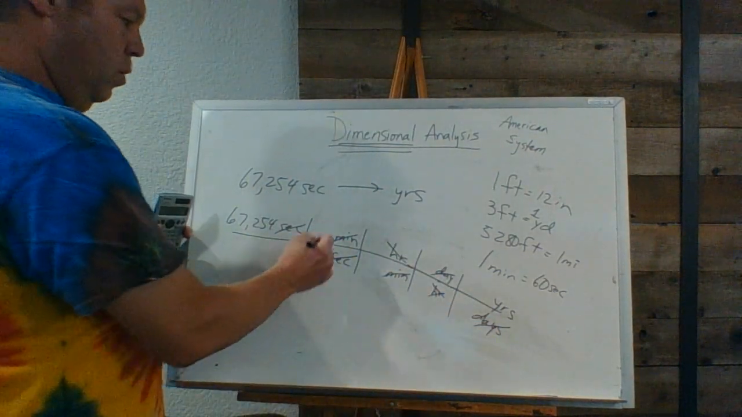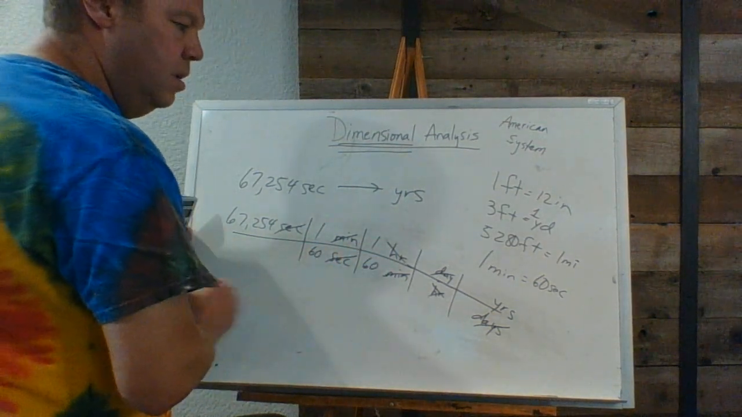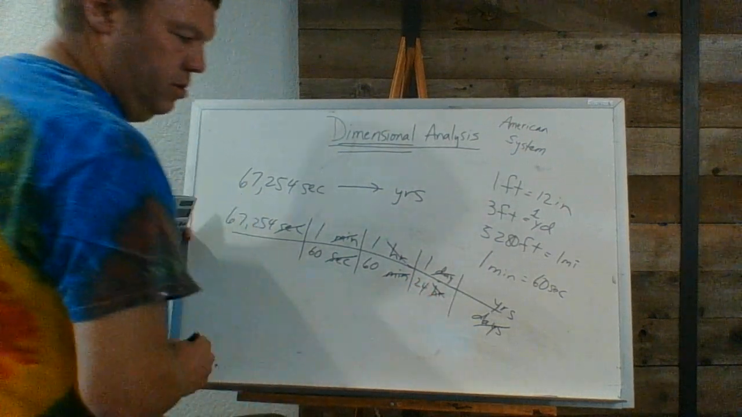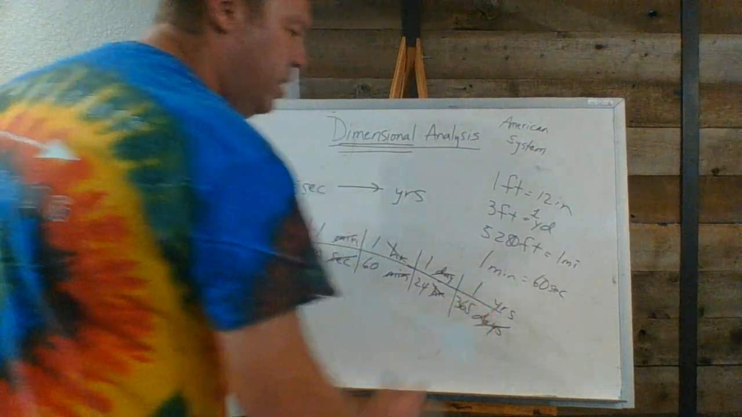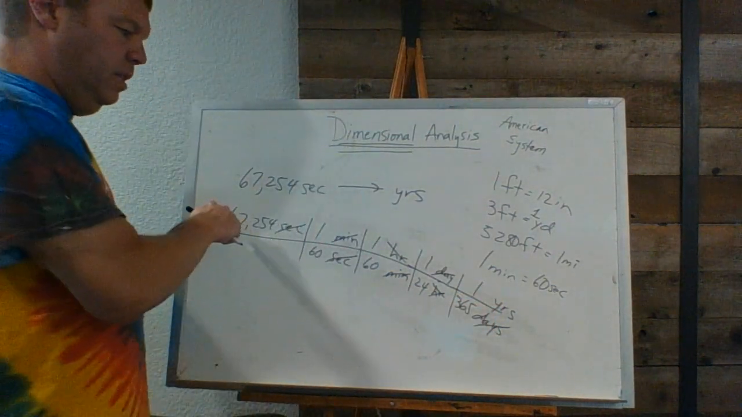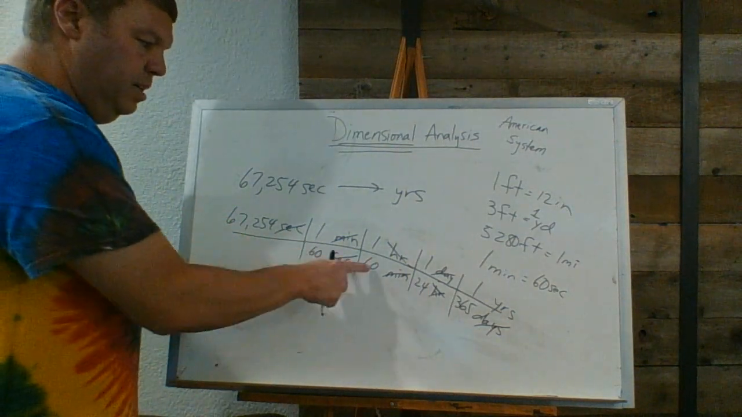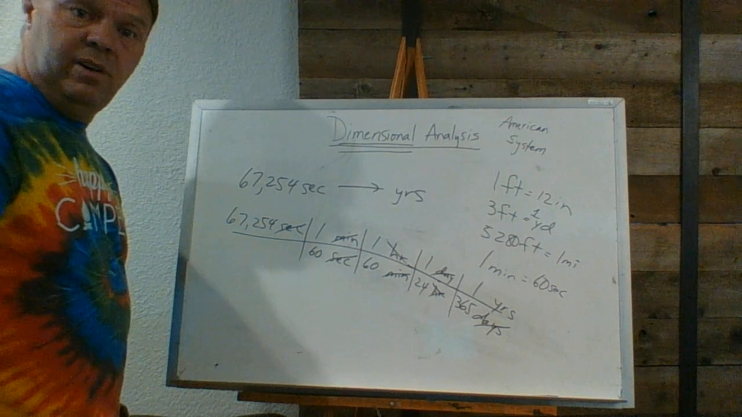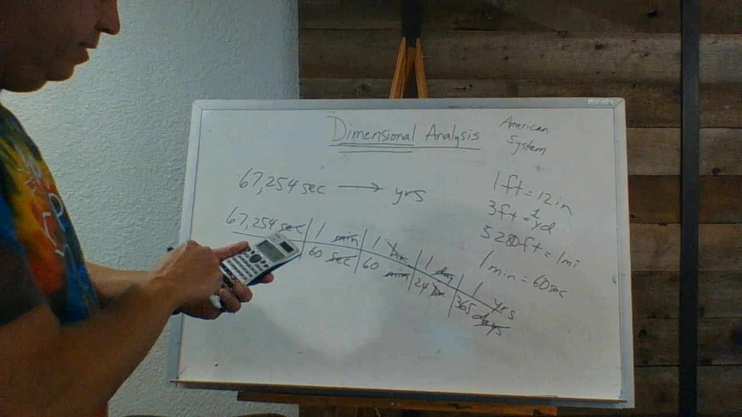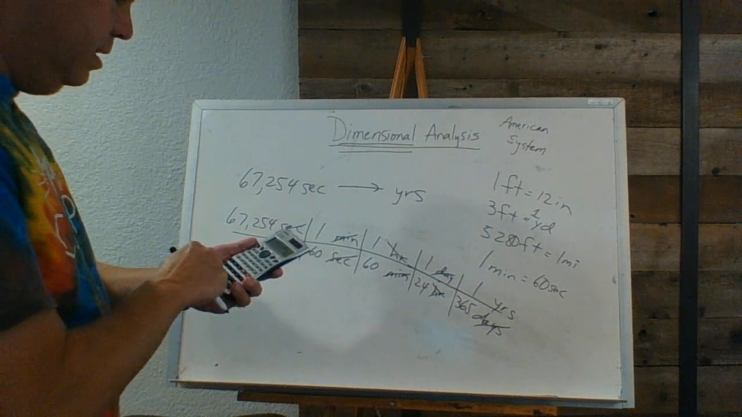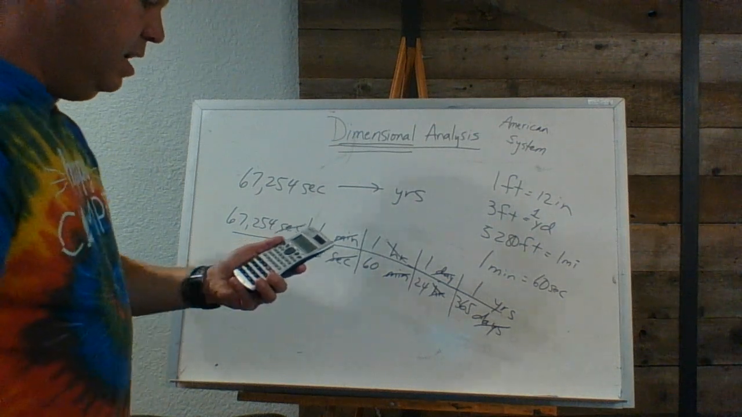Put the numbers in. 1 minute, 60 seconds. 1 hour, 60 minutes. 1 day, 24 hours. There are 365 days in 1 year. Look at the numbers. There's the line. What does the line mean? Divide. Divide, divide, divide, divide. And you have your answer. Okay? I'll do it real quick for you so you can check your work. 67,254 divided by 60, divided by 60, divided by 24, divided by 365 equals.